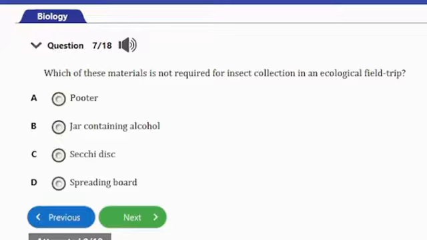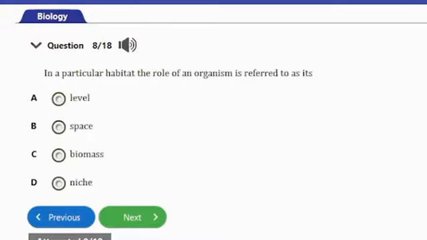Actually, the Secchi disc is a circular disc used to measure water transparency in oceans and lakes. So the other ones listed here, that's the net, the spreading board, the jar containing alcohol, are all tools that are commonly used in insect collection. But guys, the Secchi disc, like I said earlier on, is not for insect collection. Rather, it's to measure the water transparency in oceans and lakes. So that's it for that question, guys. Let's go ahead and consider the next question.